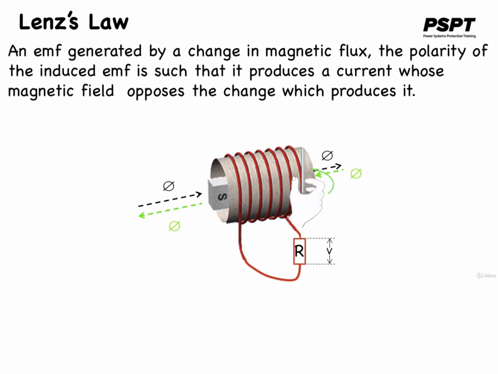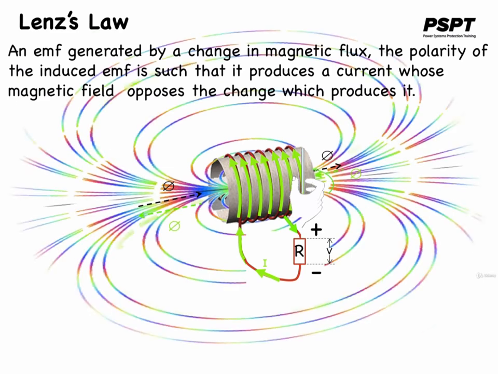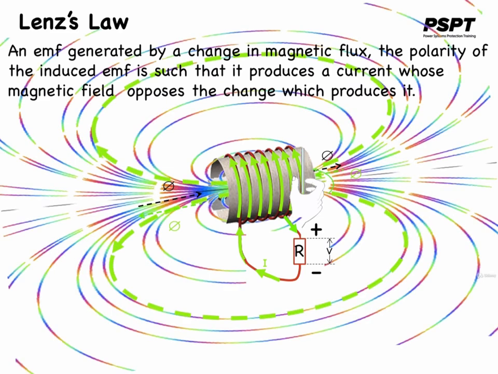So, in order to check this out, we will apply the right-hand rule. The fingers must point in the direction of the magnetic field, right to left. The thumb will point in the direction of the current, which is up and over, which flows through the resistor, indicating the polarity of the voltage drop as it flows through the resistor.